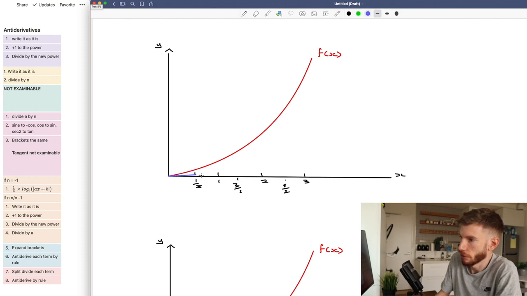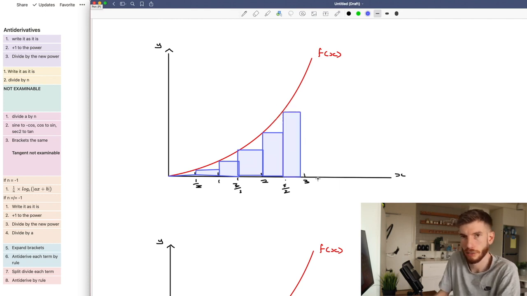So the first one's going to be 0. The next one's going to be here. The next one then is going to be here, and so on. So you can still see it's still underestimating on the left in this case, but the amount of underestimation is much, much smaller. So we've gotten more accuracy if we reduced that interval.